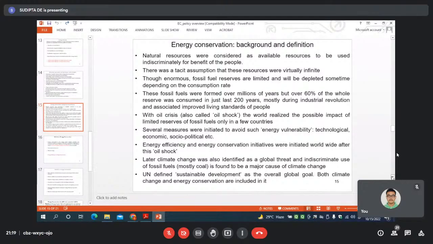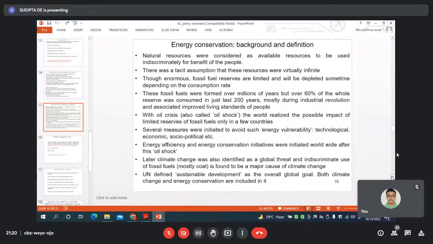So you can understand that better energy conservation means that per unit utility output, you can have lesser fossil fuel consumption, and lesser fossil fuel consumption means less CO2 emission. So better energy conservation indirectly helps climate change mitigation also. Then the United Nations defined sustainable development, as I mentioned earlier, with its three pillars: social, economic, and environmental. As the overall global goal, both climate change and energy conservation are included in it. That means within the sustainable development definitions, climate change has become one of the sustainable development goals.